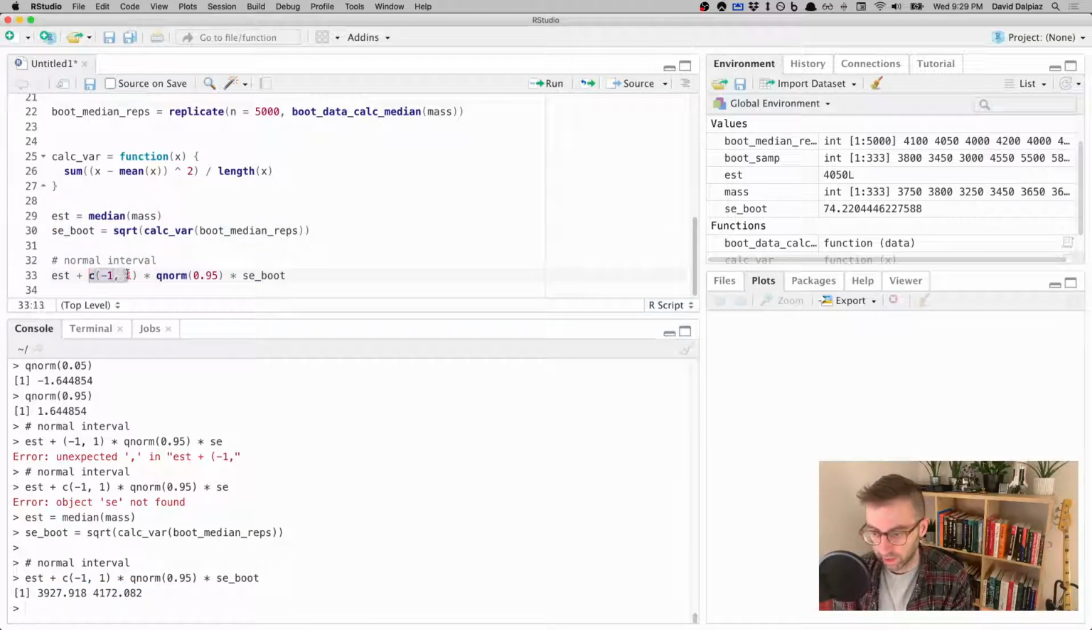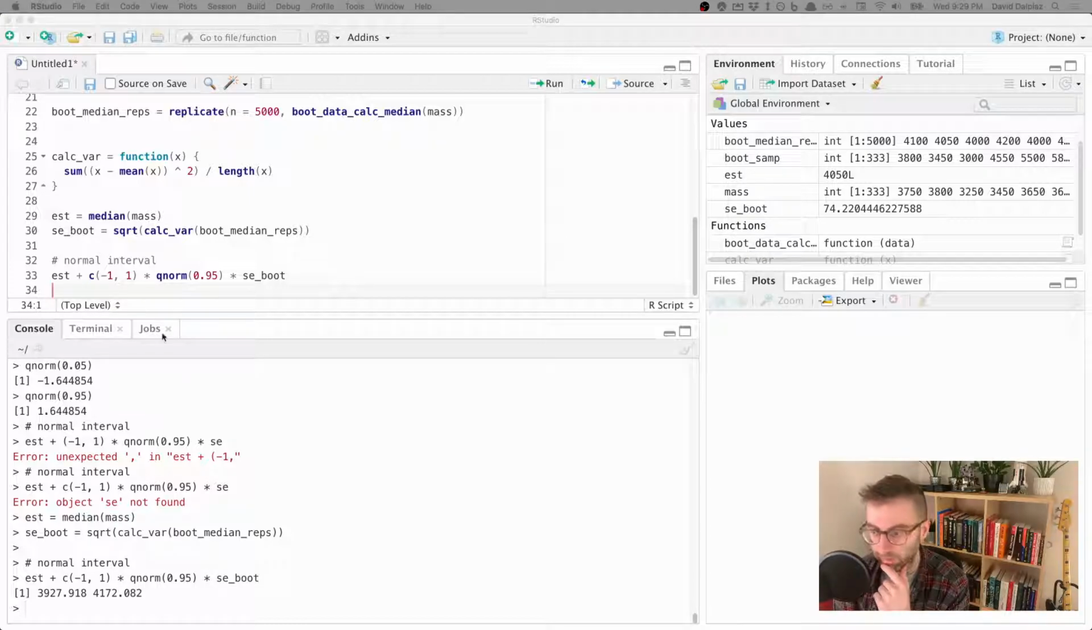So this little trick here is a nice little way to write it in one line without having to do the lower and upper separately. So here we have our lower bound. Here we have our upper bound. Okay, cool. Let's look at the pivotal.